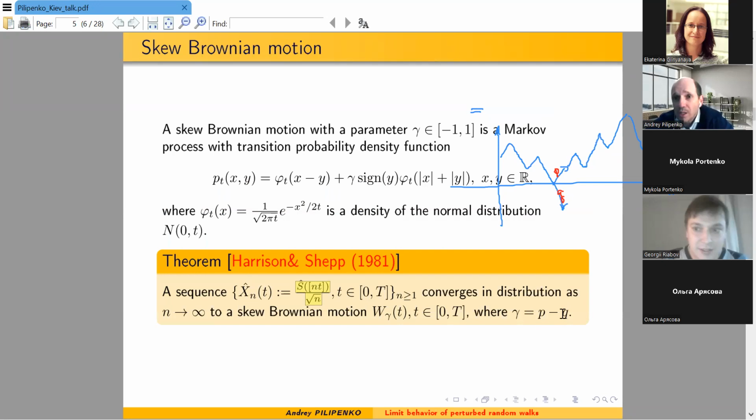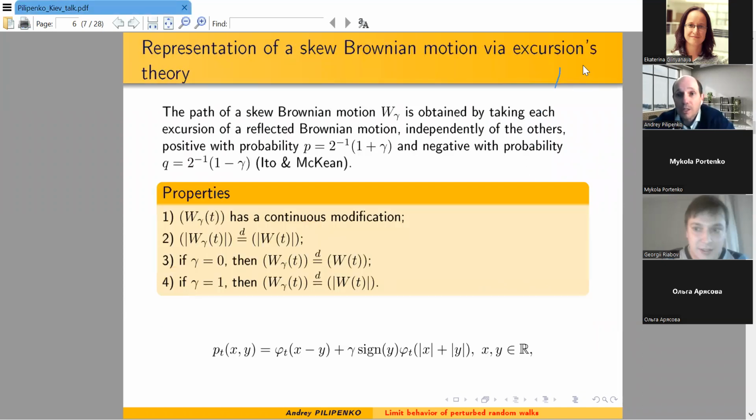And the general problem that I want to discuss is the following. Consider a general integer valued random walk with perturbation in a finite set, and then I will consider Donsker's scaling, and I will prove that under some natural assumptions, the limit is skew Brownian motion. And now let us discuss some properties of skew Brownian motion.